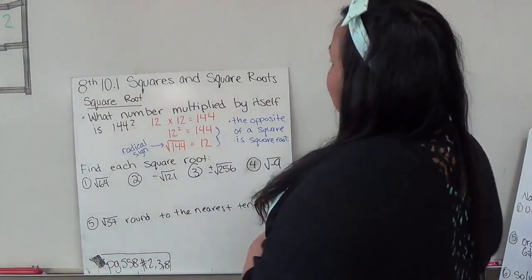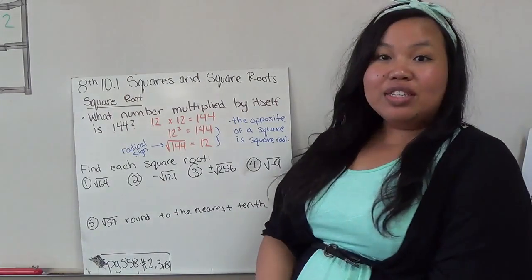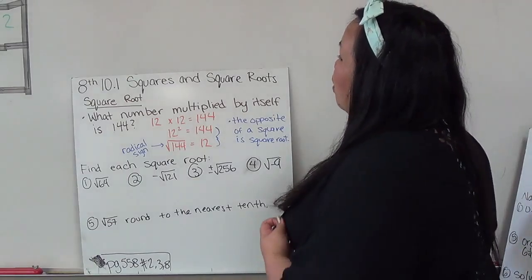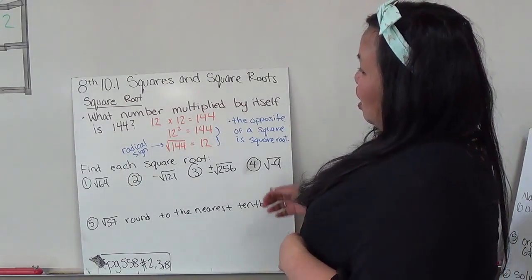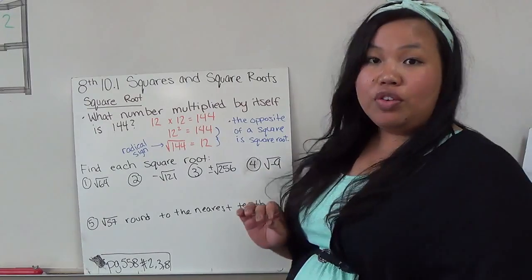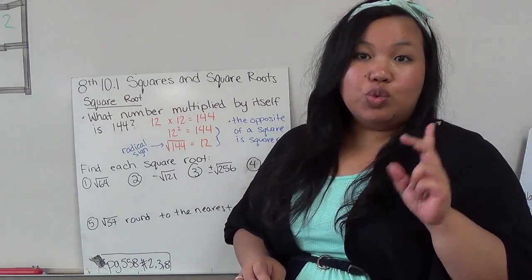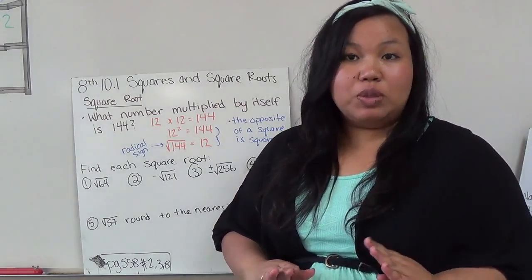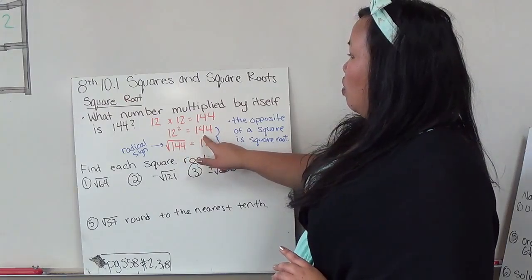In 8th grade section 10.1, we're dealing with squares and square roots. So the square root is basically, if you think what number multiplied by itself is 144. So 12 times 12, 12 multiplied by itself gives me 144. So the square of 12, 12 squared, equals 144.